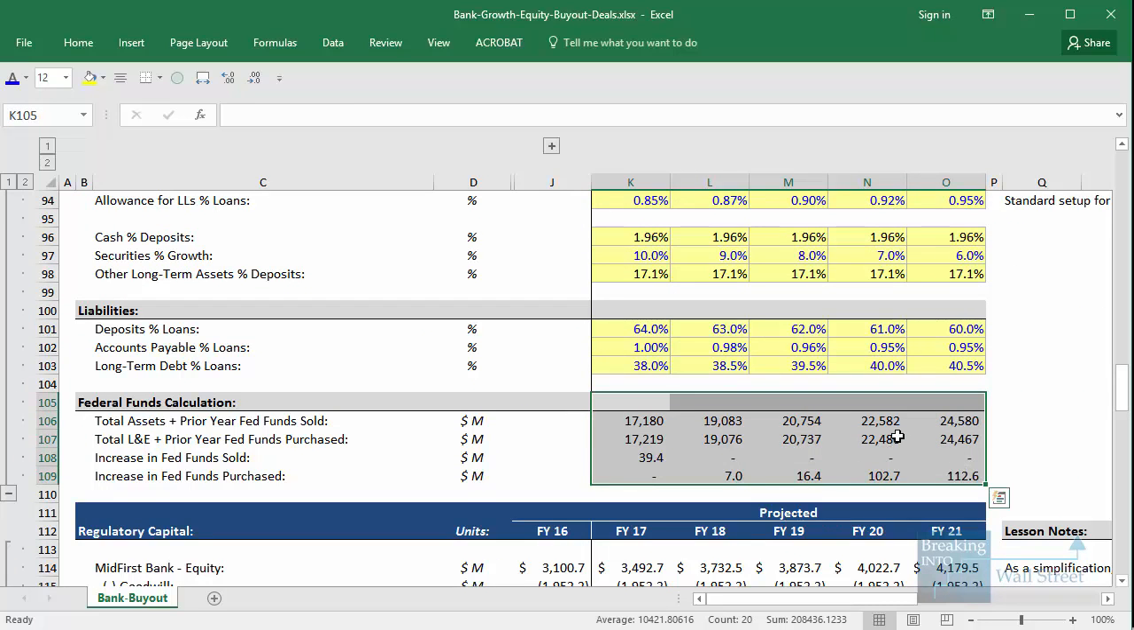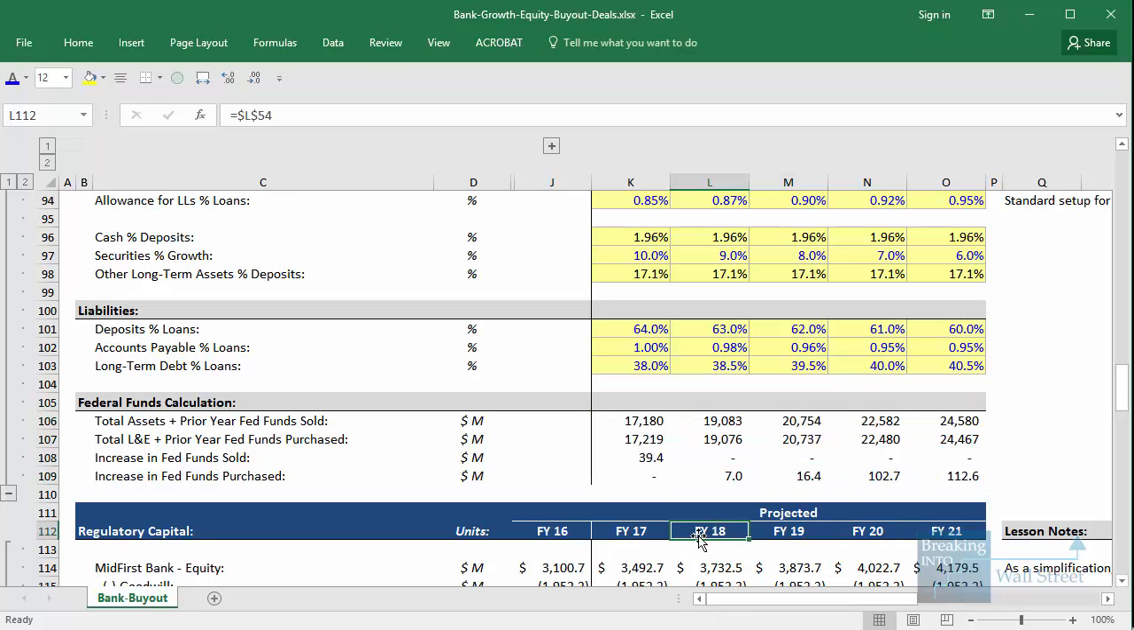If a bank has too much funding, it can sell back some of it in the form of federal funds sold and earn interest on it. If a bank needs more funding, it needs to borrow from the central bank and it'll pay interest on that.